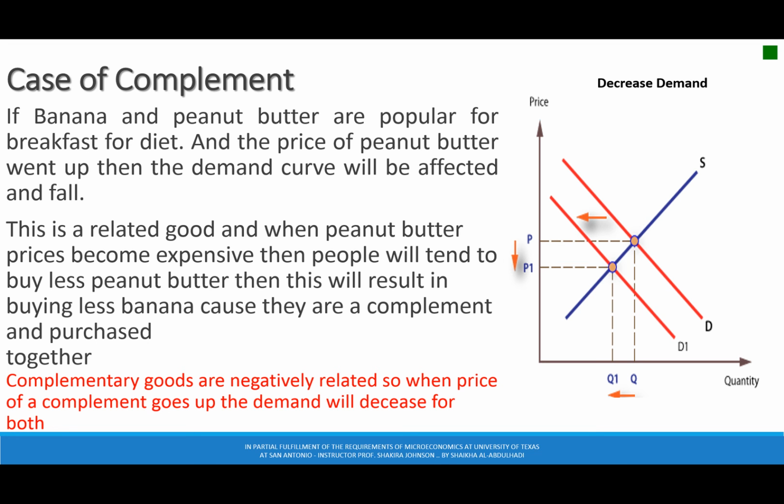Complementary goods are negatively related, so when the price of a complement goes up, the demand will decrease for both.